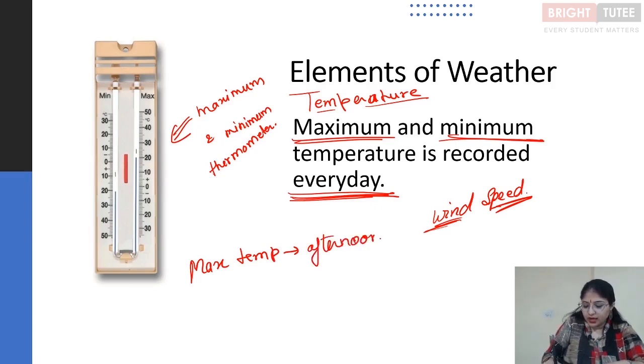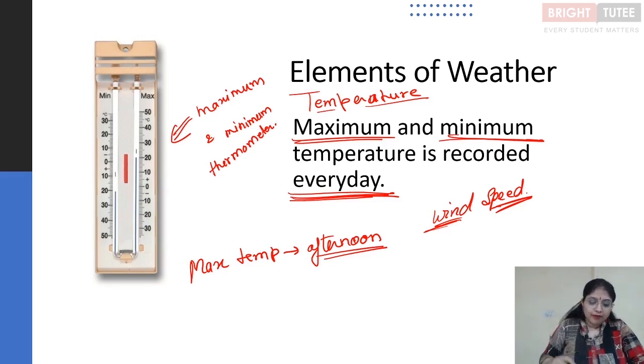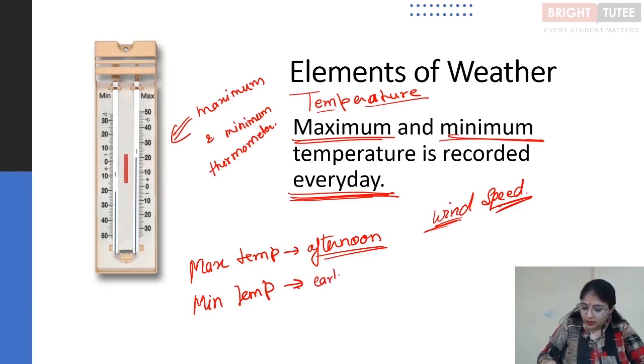Why is it measured in the afternoon? Because at that point of time the sun is at its highest and it is the hottest part of the day, right? So in the whole 24 hours, afternoon is the hottest part of the day, and that's the reason why the maximum temperature is measured during that time. The minimum temperature is measured in the early morning time. So early morning, that means it's just before the sunrise, right?